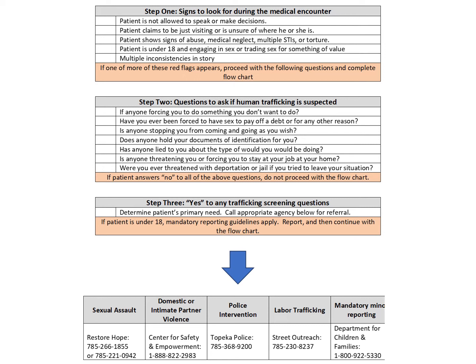Here is what the human trafficking medical assessment tool looks like. It starts out with signs to look for during the medical encounter. So if a patient is not allowed to speak for themselves, patient claims to be visiting or unsure of where he or she is, patient shows signs of abuse, medical neglect, multiple sexually transmitted infections or torture, students under the age of 18 engaging in sex or trading sex, or just multiple inconsistencies in the story.